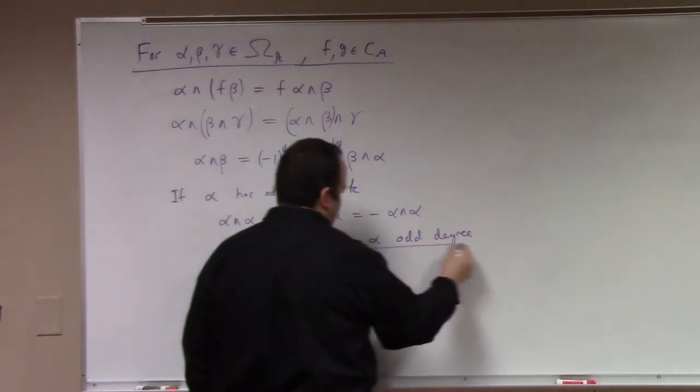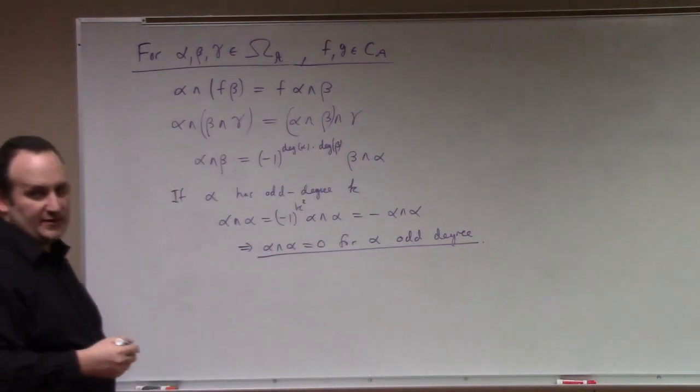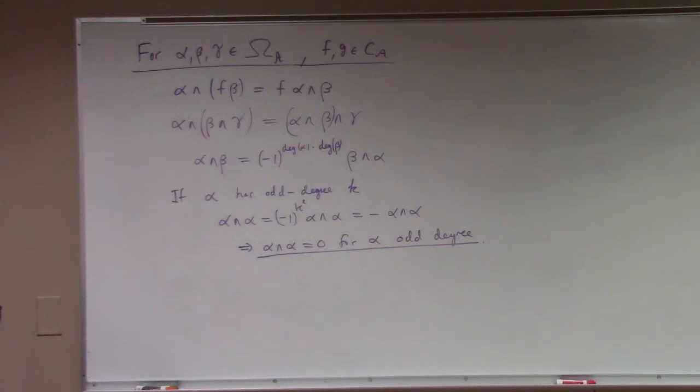Now, for even degree, there's no reason that a 2-form wedge a 2-form has to be 0. In fact, interesting equations of theoretical physics are built from taking wedge products of 2-forms with themselves to construct actions and so forth. Well, I think that's about it for that.